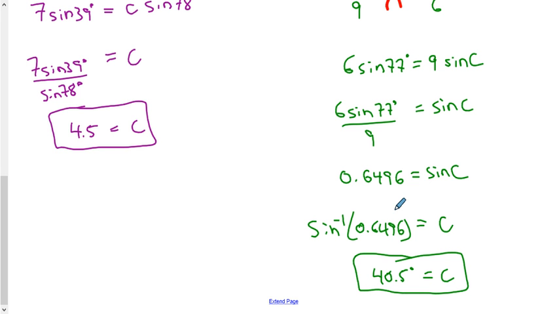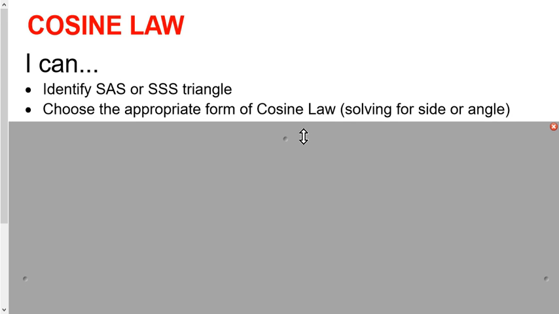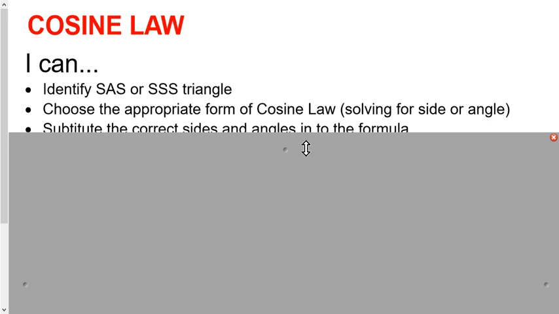Okay? So I always know I'm going to end up doing the sine inverse when I'm trying to find an angle using sine law. Next, let's go to cosine law. So I can identify that I have a side angle side triangle or a side side side triangle. What is that? Well, I'll show you that in a minute if you don't remember. I can choose an appropriate form of cosine law, either the form when I'm solving for an angle or the form when I'm solving for a side.